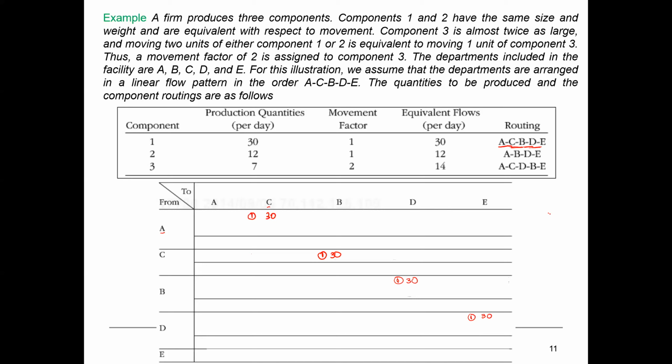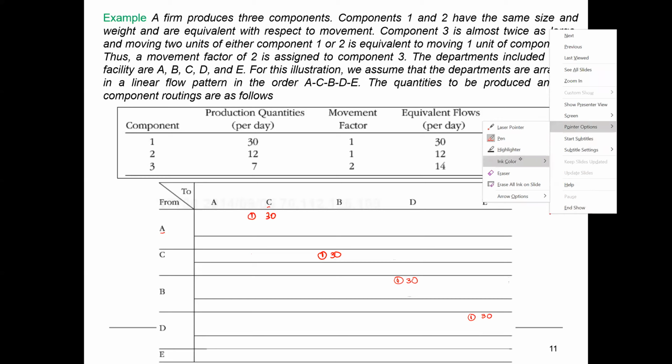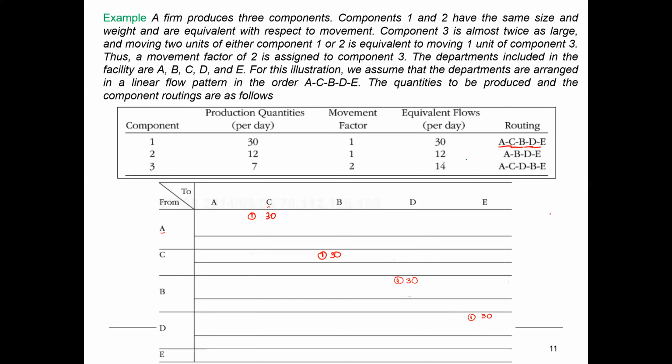Now we're going to repeat the process with component number 2. So I'm going to use a different color. For 2, we go from A to B and we move 12. So from A to B, we move 12. And then from B to D, we also move 12. So from B to D, number 2, 12 units. And then from D to E, number 2, we also move 12 units.